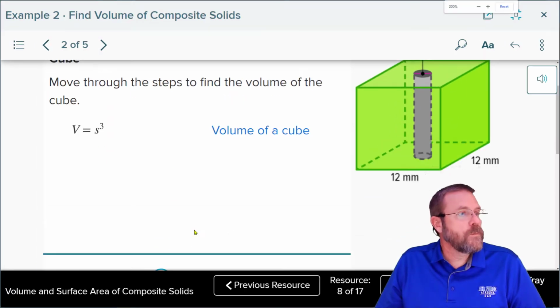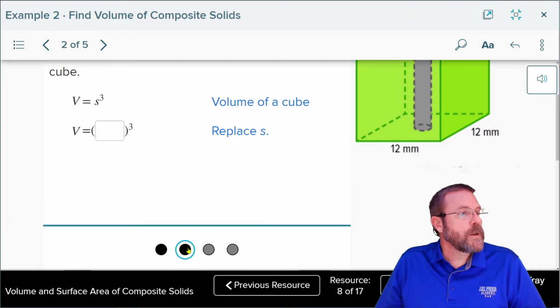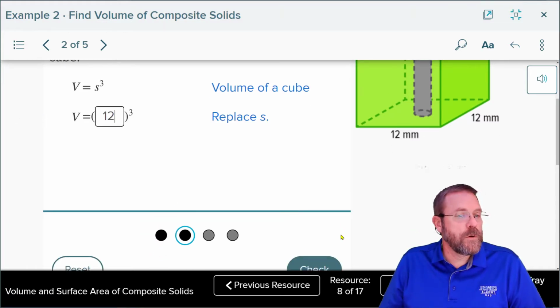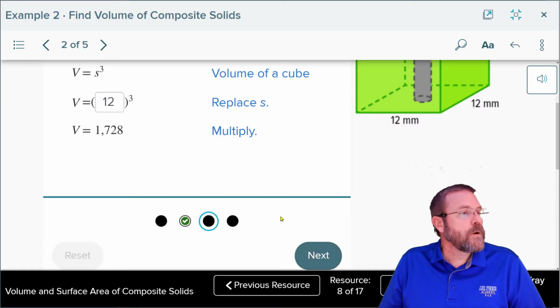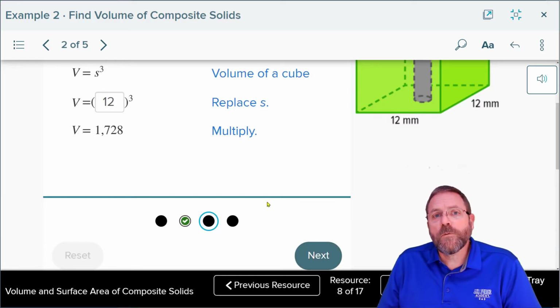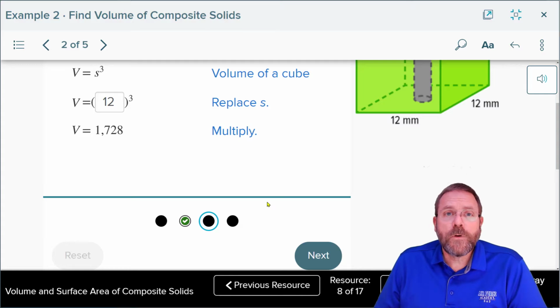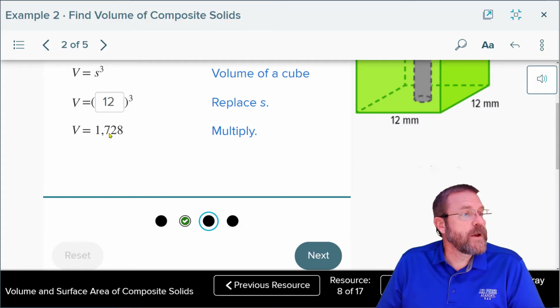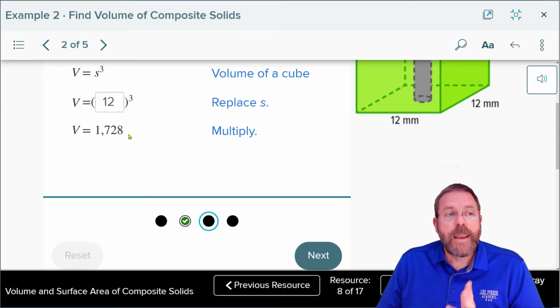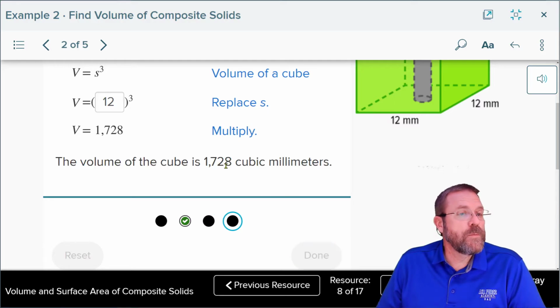From here, let's zoom in just a little bit for you. We're going to plug in what we know. Each one of those sides is going to be 12. Good, that's in there. And then from there, 12 times 12 is 144, and 144 times 12 is going to be 1,728. Now we know the volume of the cube itself.